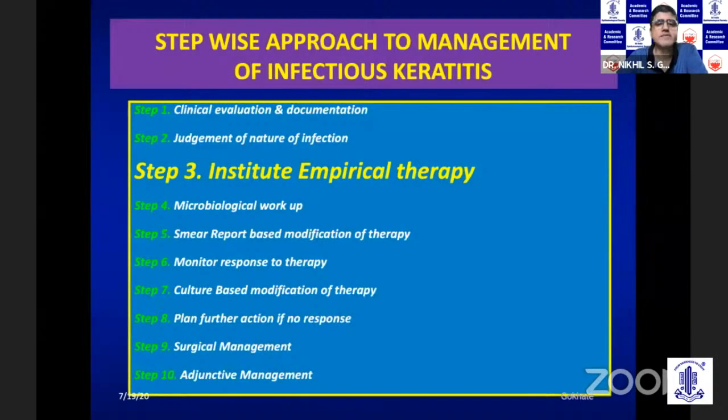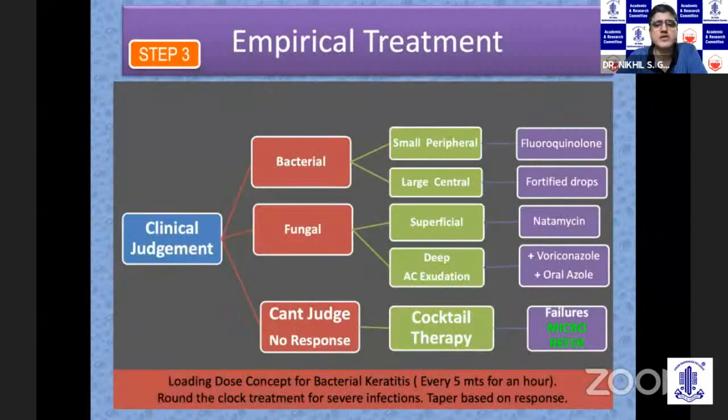Today, we will be talking, of course, in future talks, of the various treatments that you can offer if you have a bacterial or a fungal or different types of ulcers. I think the problem comes that if you cannot judge the nature of infection, then we tend to give cocktail therapy, which often fails, which is toxic. And in these situations, either we need to refer these patients or do a proper microbiology workup.